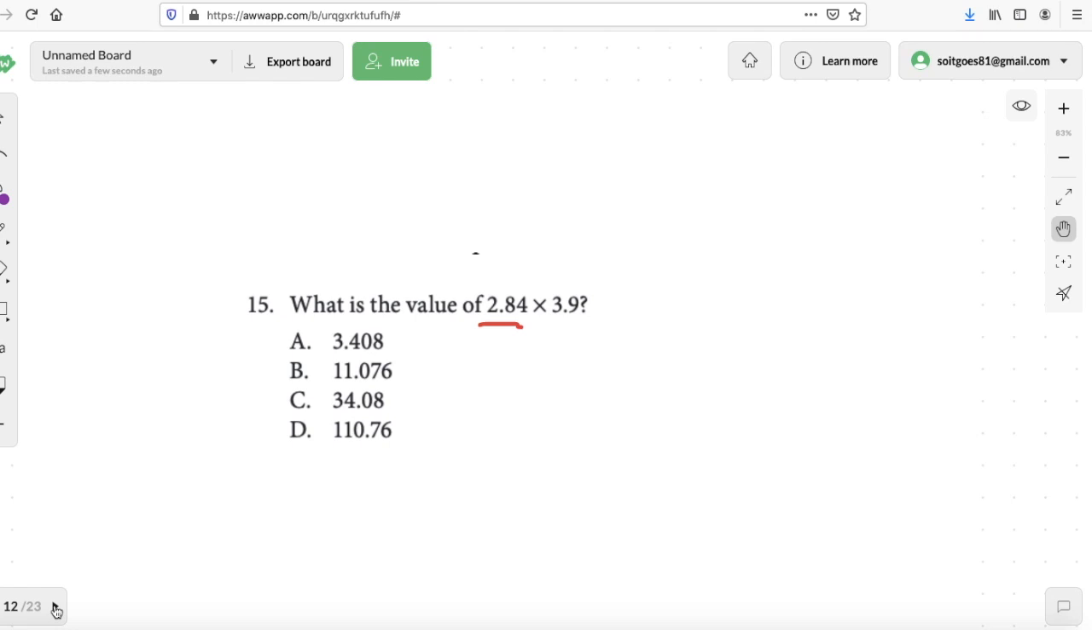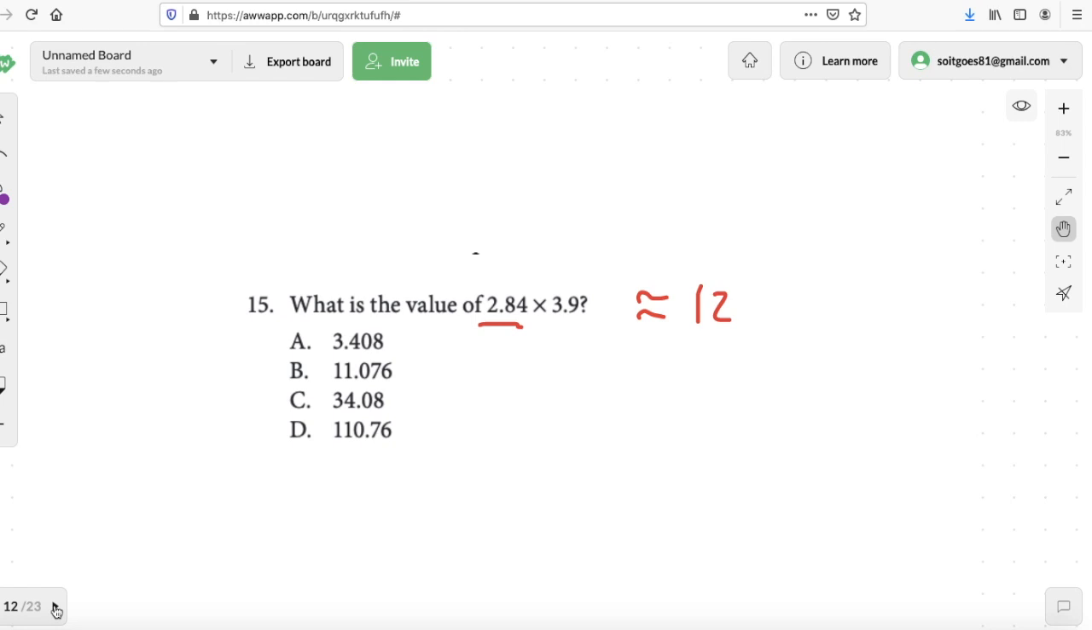What about 3.9? What's that close to? It's close to 4. So we have something close to 3 multiplied by something close to 4. What's the answer probably going to be close to? Probably close to 12, because 3 times 4 is 12. The squiggly means roughly equal to. Close to 12, probably a little bit less than 12.